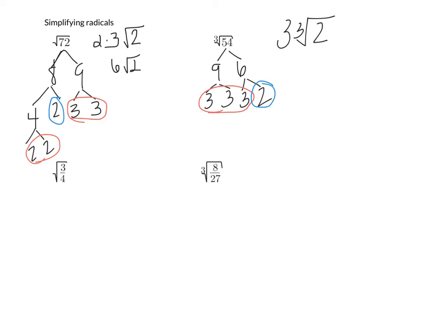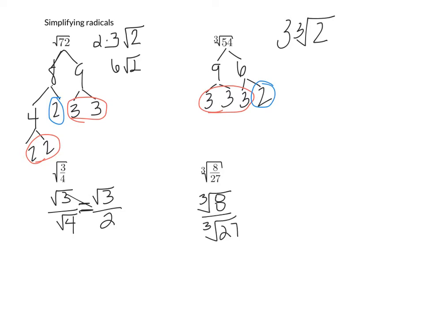When we have fractions under a radical, we have to take the radical of the top and the bottom. So I get radical 3 over radical 4. Radical 4 is a perfect square, so I can leave it as radical 3 over 2. Okay, this is a nice one where it works out so I don't have to do any rationalizing. We'll talk about that on the next slide. The cube root of 8 over 27, same thing, a cube root of 8 over cube root of 27. Cube root of 8 is 2, cube root of 27 is 3, so my answer is 2/3.